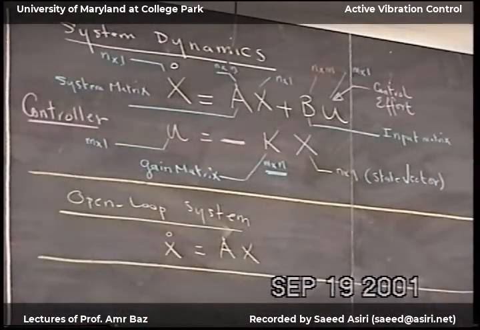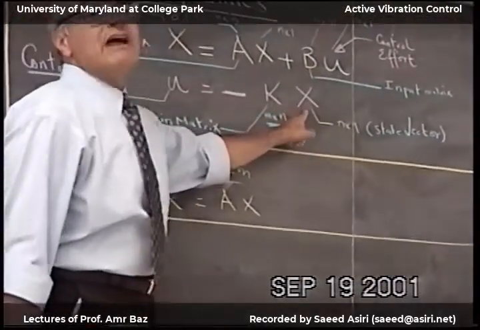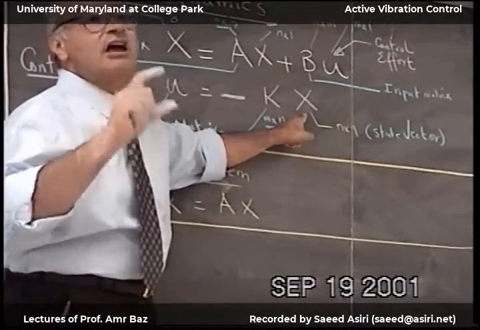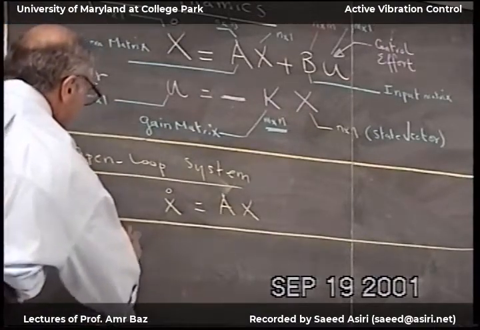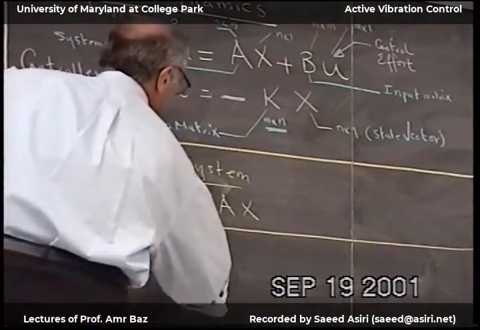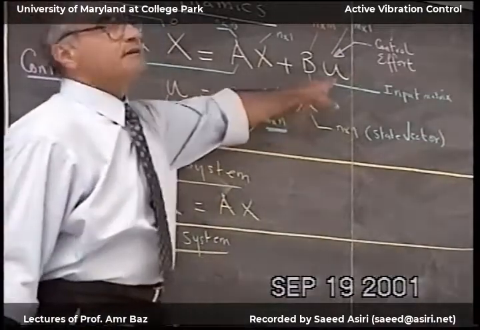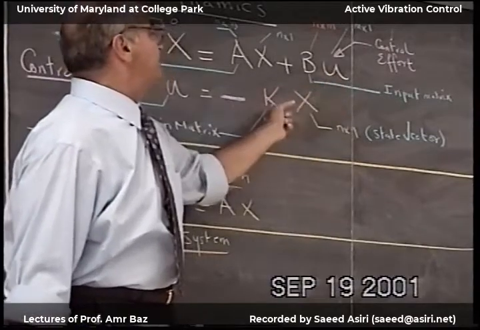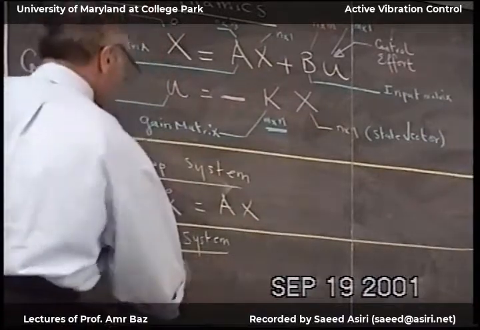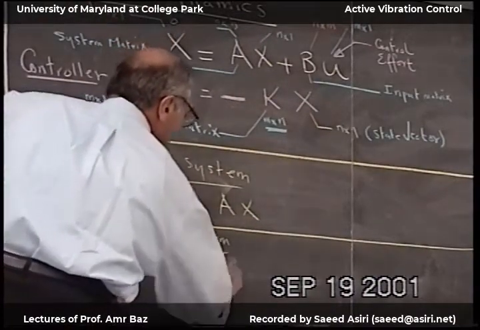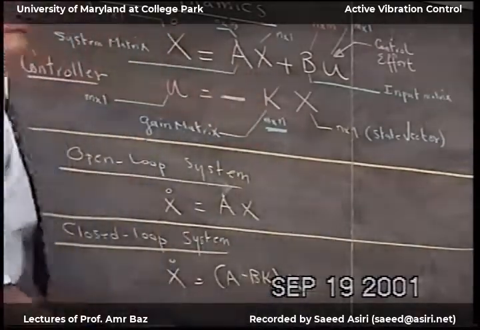I'm going to close the loop now. Close the loop with negative feedback of every state in the system. Every state. I know everything. So now, closed loop. I'm going to take this and plug it here. So the u becomes minus Kx. We have x here and x here. I'll factor them out, and x dot will equal (A minus BK) x.